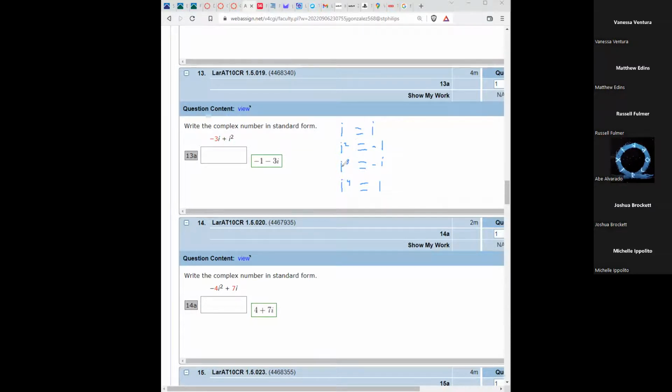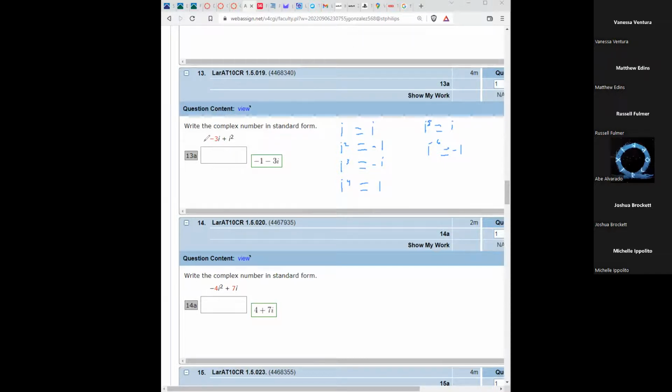Do you see where these come from? As long as you know the definition that i squared equals negative 1, you'll be good. Now, if you keep going, if you go to 5, it'll just repeat itself. So i to the 5th would be the same as the first one. i to the 6th would be the same as the second one. So it just repeats itself. You see what I mean?